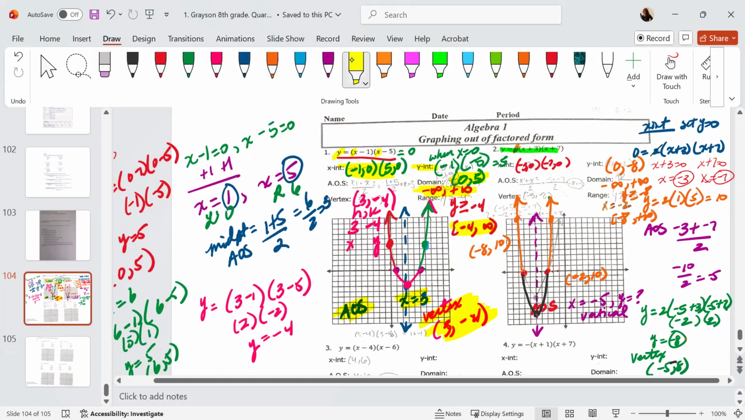Do you see that? So these are your answers. Vertex, -5, -8. X-intercept, -3, 0 and -7, 0. Y-intercept, 0, -8. Domain, -infinity to +infinity. Range, -8 all the way to +infinity. And that's everything. Oh, axis of symmetry. X equals -5. So notice the axis of symmetry's x value and the vertex's x value are the same, right?